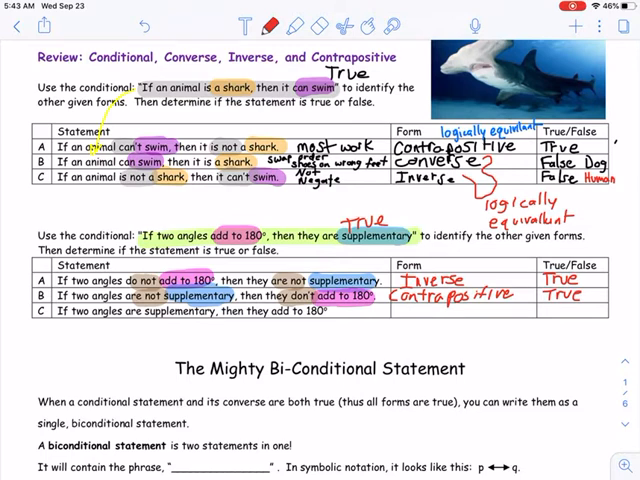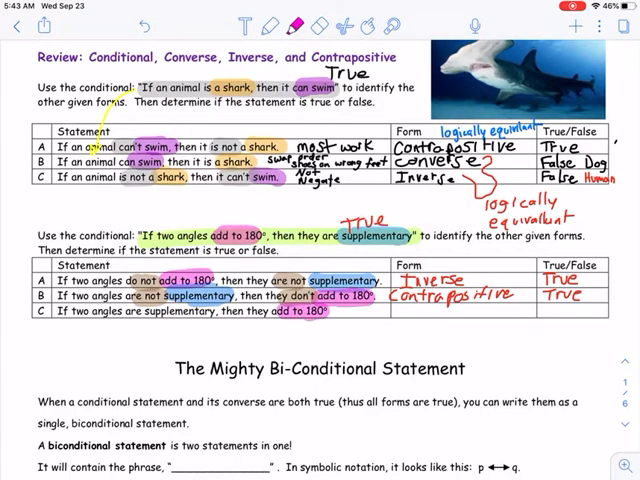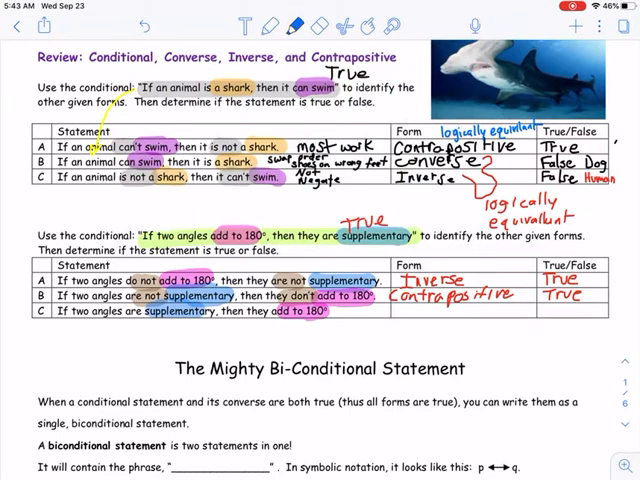Alright? If two angles are supplementary, then they add to 180 degrees. So in this case right here, from the original conditional statement, the order is swapped. There's no negation going on, just swapped the order. So it's a converse, which is true. Which is, wow, neat. We got true for all of them. Alright, so this is actually very powerful. When they're all true, we can write the mighty biconditional statement.